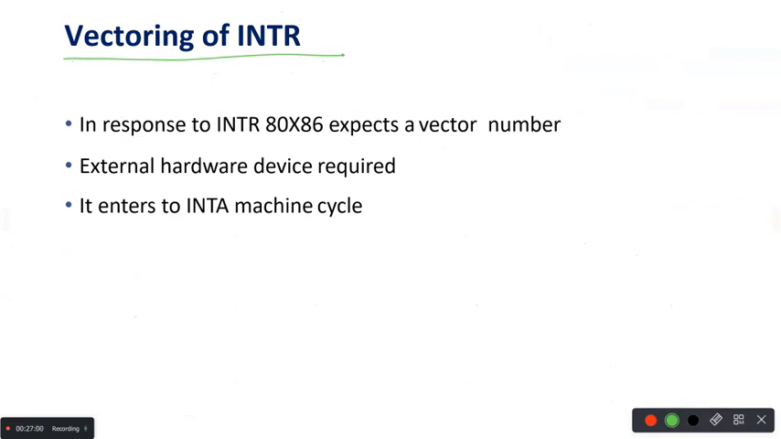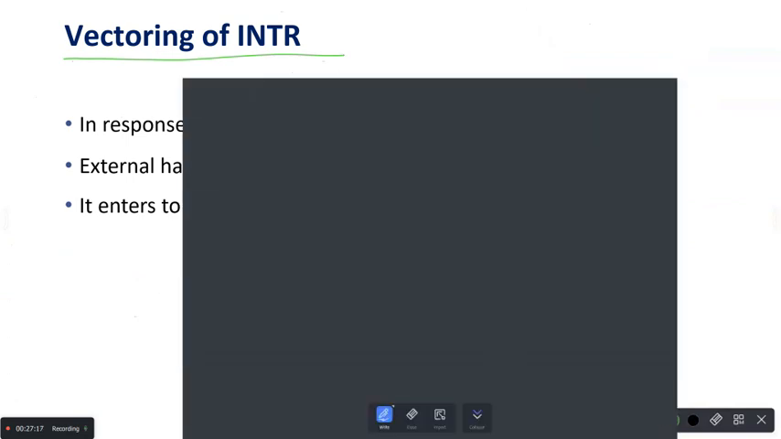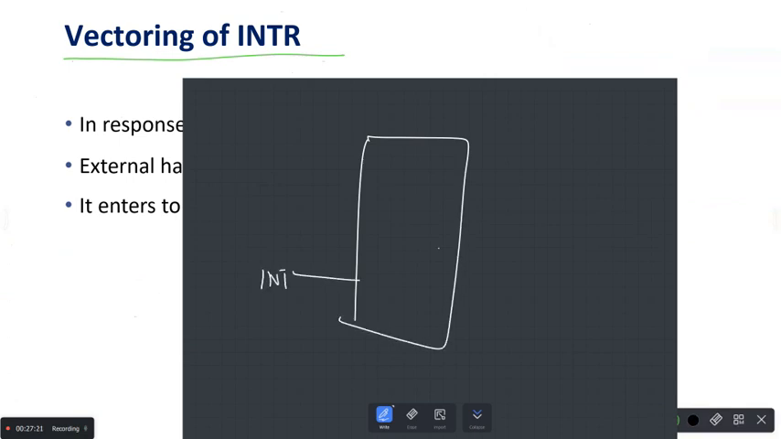So simultaneously you have to supply the data to the microprocessor on the data line. That means you have to generate an interrupt vector whenever you interrupt a microprocessor. For that you need hardware. See, this is the microprocessor and this is the interrupt pin. You give it high here, that means your interrupt flag will become 1, meaning you want the microprocessor to be interrupted.